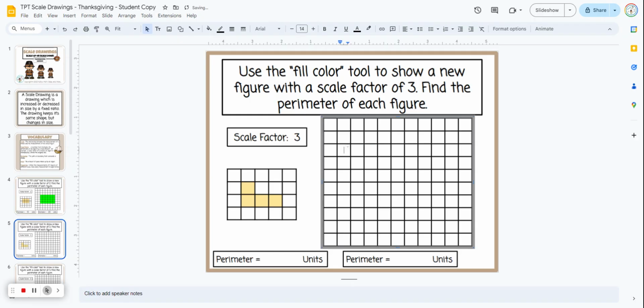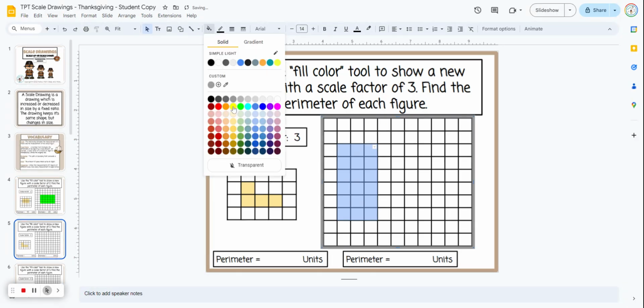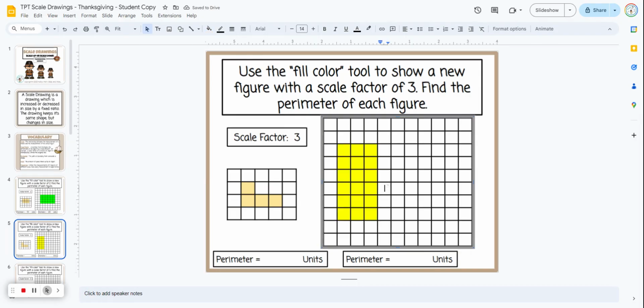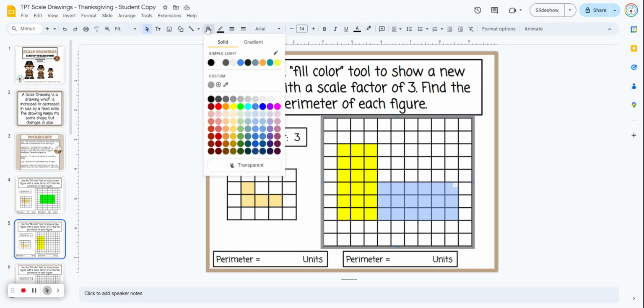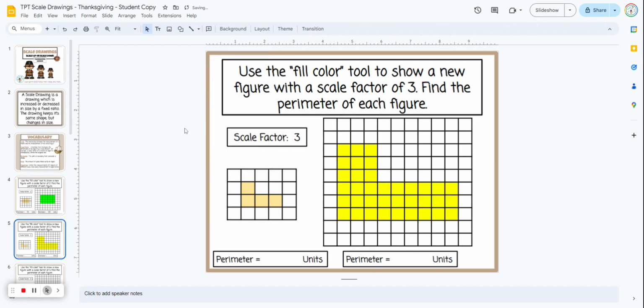Let's see, I'm going to start over here. So click and hold. And 2 times 3 would be 6. So this side would be 6. Choose a color. And now they have a scaled up figure by a scale factor of 3.